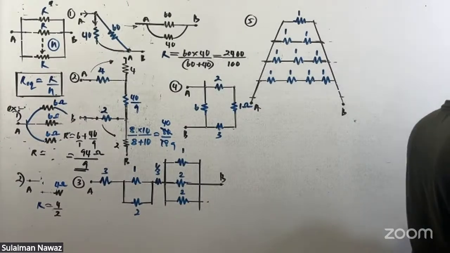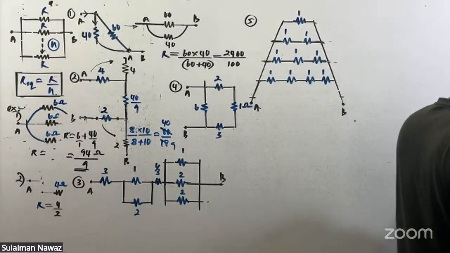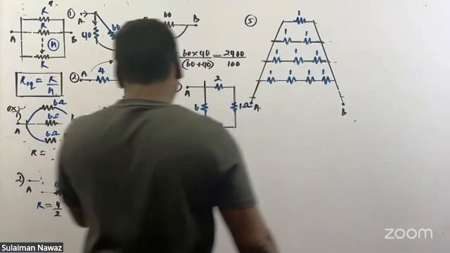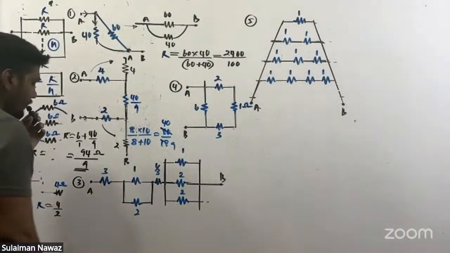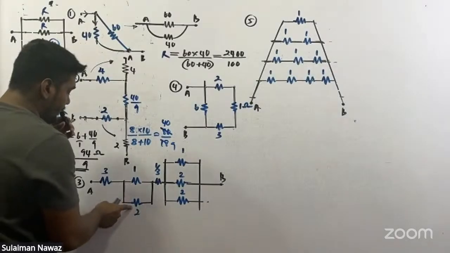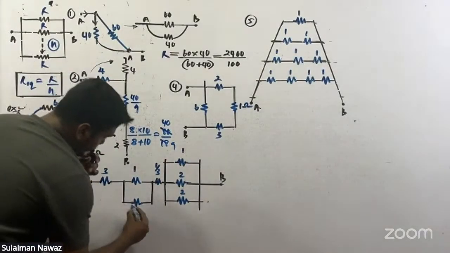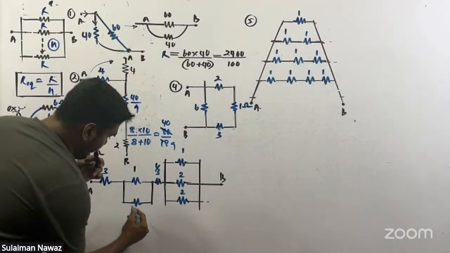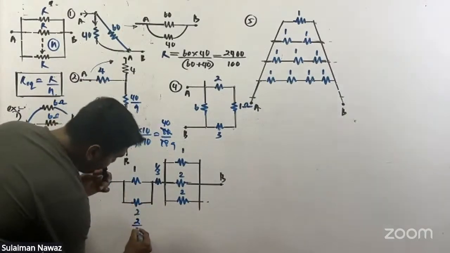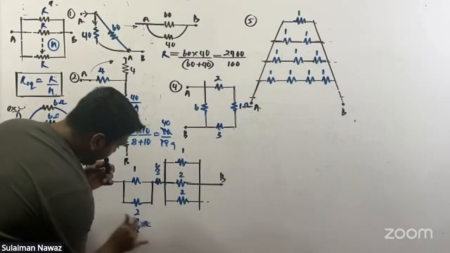Next question number 3. The third one is a very similar question that we discussed already. Then these two are in parallel. Equivalent of these two will be 1 into 2 over 1 plus 2. That means the equivalent of these three going to be 2 over 3 ohms.